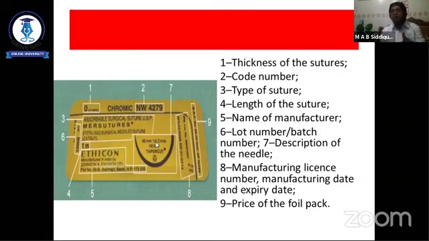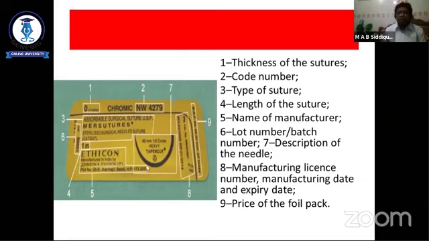That means 10, 20, 30, 40, 50 is decreasing the diameter, but 1 or 2 means increasing the diameter. So this is the code number, and this is the type of suture. This is the company who made this suture material, and this is the lot number. The lot number and other things are used to prevent copying of this suture material. The manufacturing license and expiry date are very important, and the foil pack is also important.